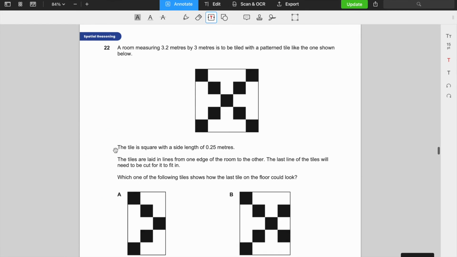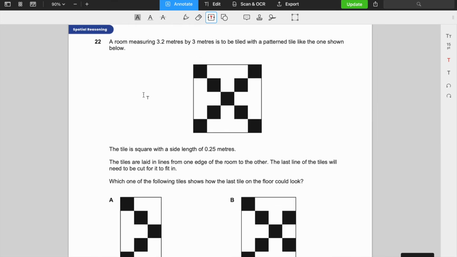Okay, question 22, this one's a little bit challenging. We have a room measuring 3.2 meters by 3 meters to be tiled with a pattern tile like the one shown below. The tile is a square with side length of 0.25 meters. So this is the tile that we have to replicate over and over and over again in the room. So the tile has these dimensions. Okay, it's a square tile.